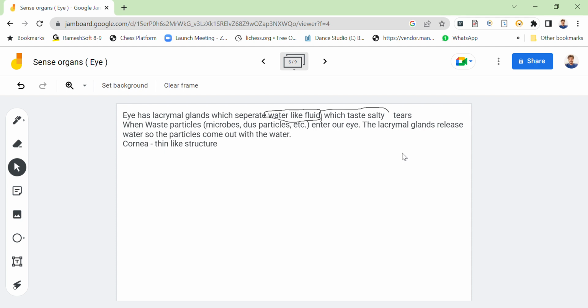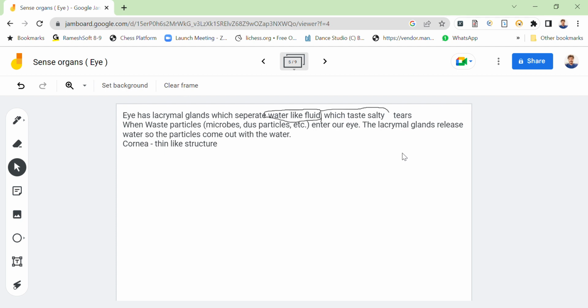Okay, now when waste particles like microbes and dust particles enter our eye, the lacrimal glands release water, which is tears, and the particles come out with the water. So I'll say it again: when dust or microbes enter our eye, the lacrimal glands release tears, and the particles come out with them.